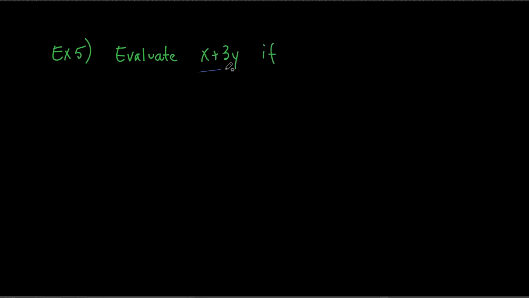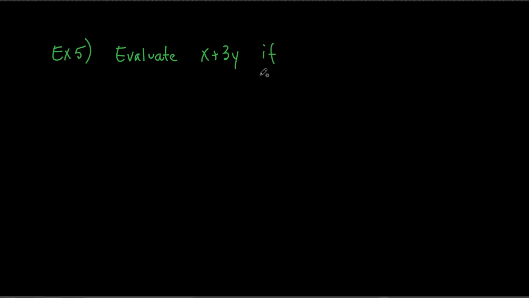Now, we can't evaluate this just by itself. If I just said evaluate this, can you do anything with this? No, you can't add them up because they're different variables. You don't know what x is. You don't know what y is. So you can't really figure out what this is equal to, can you? There's nothing you can do with that. You're stuck. But it says if.